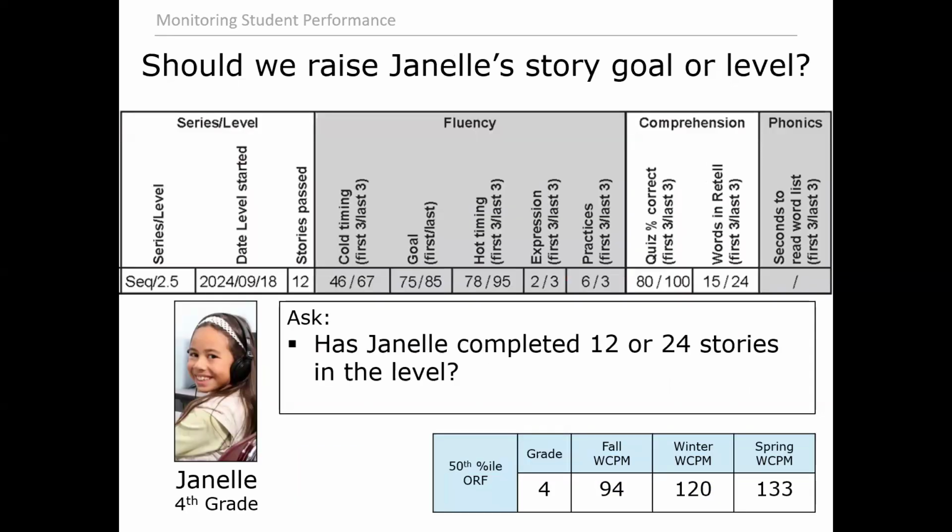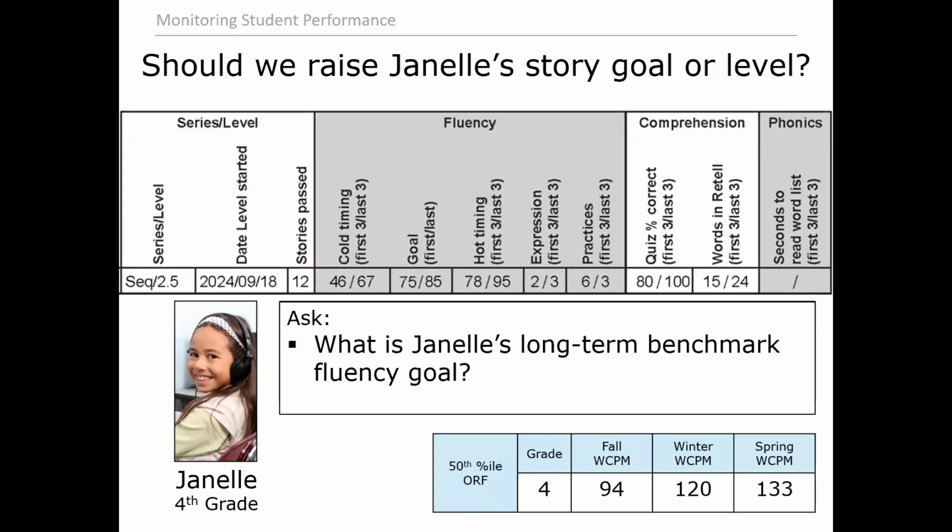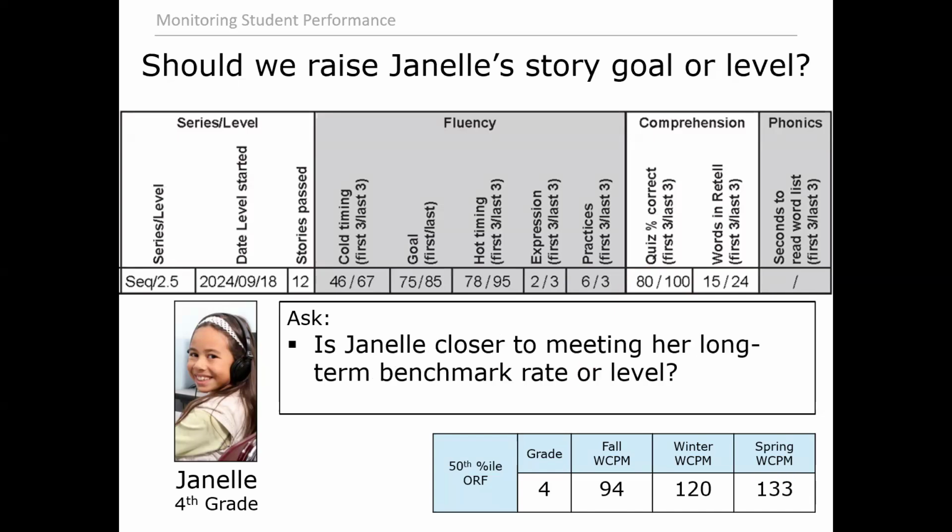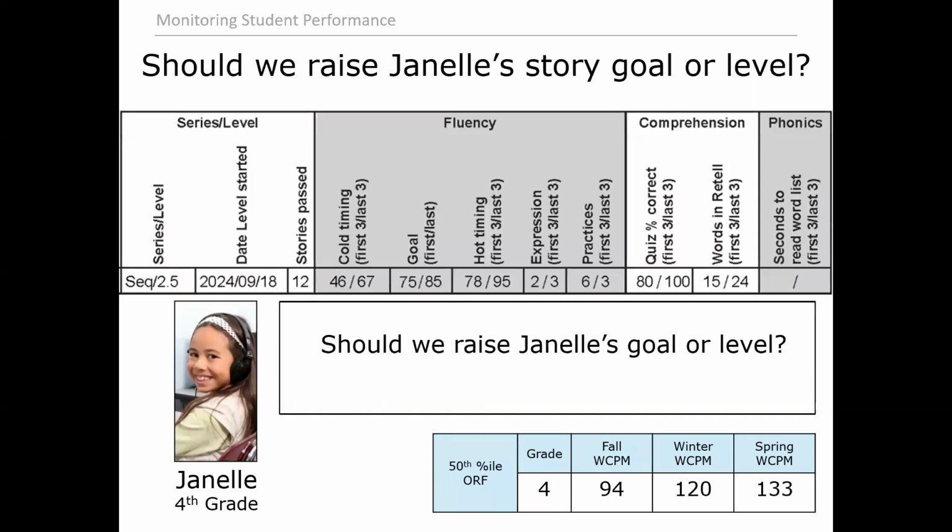Now, Janelle is a case where she's only passed 12 stories and she is closer to reading at grade level. She has to double her rate and she's a year and a half below grade level. Okay, so technically she's closer to grade level. But in a normal situation, when a student's closer to grade level, I tend to be more inclined to raise a goal. But in Janelle's case, when she's making huge gains and she's getting 100% correct on the quiz on average, not just once, but average of the most recent 3, that tells me something about content. And so in this case, I would raise Janelle's level.